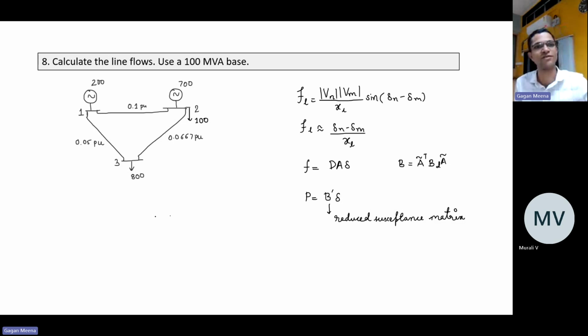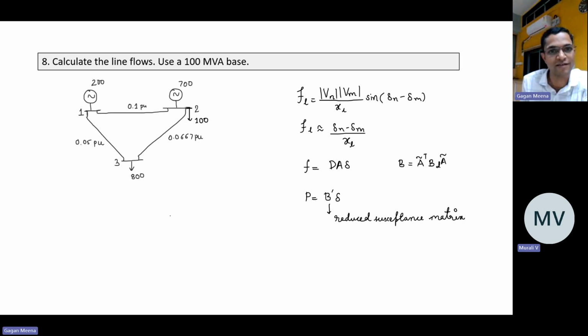And this is the last question. Here we'll do that DC power flow. This is bus 1, 2, and 3. You have to calculate the line flows, considering a 100 MVA base.